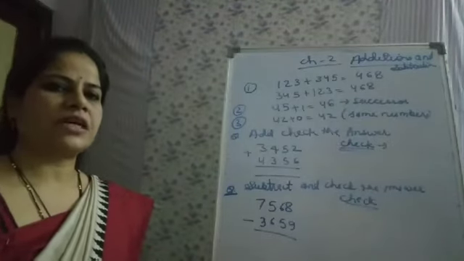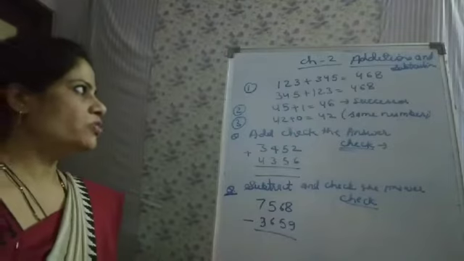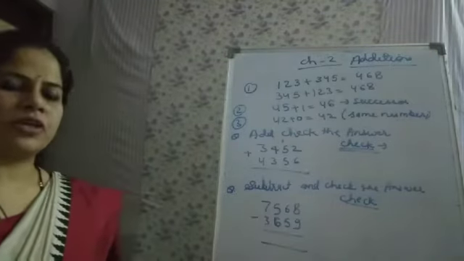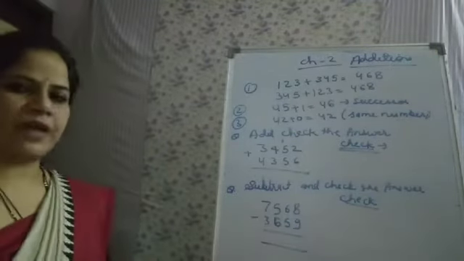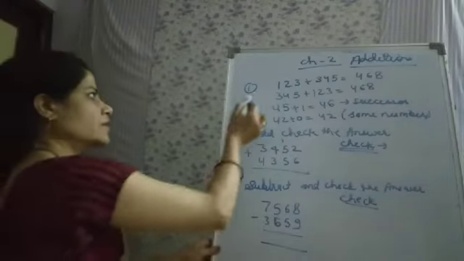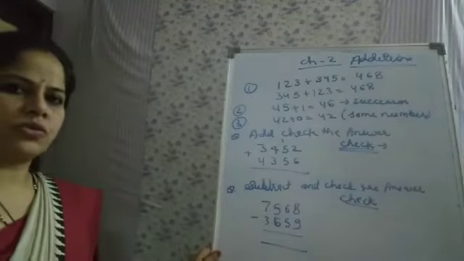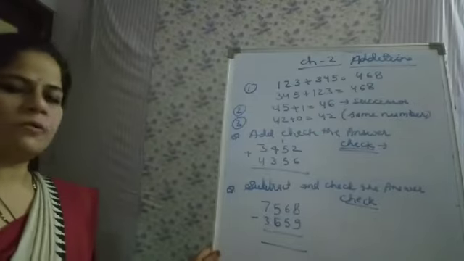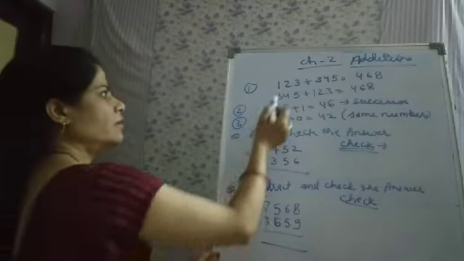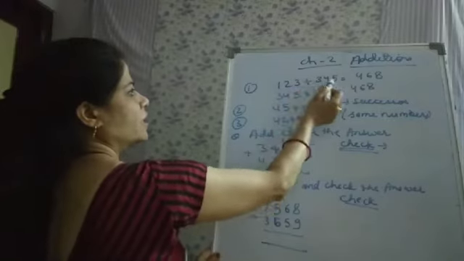Now let's start chapter 2 for revision. Chapter 2 is addition and subtraction. First you should know the addition facts. The first fact is when we add any two numbers or more than two numbers in any order, the sum will remain same. Here 123 plus 345.